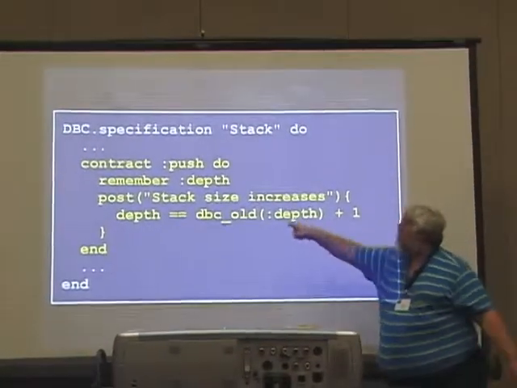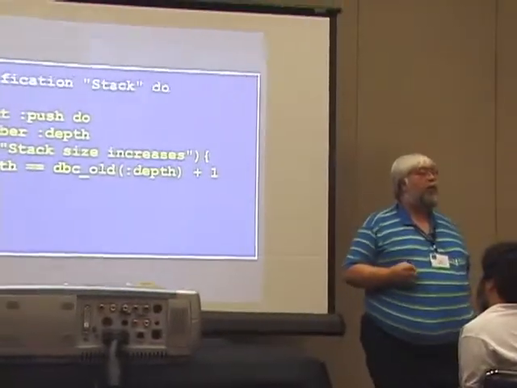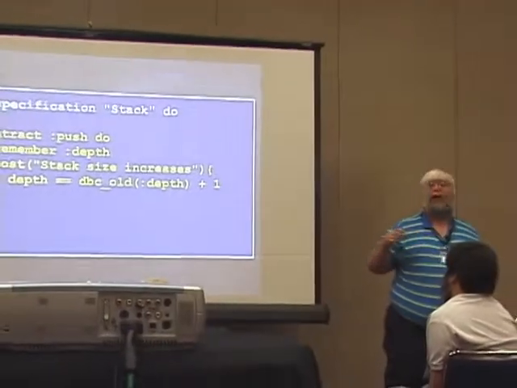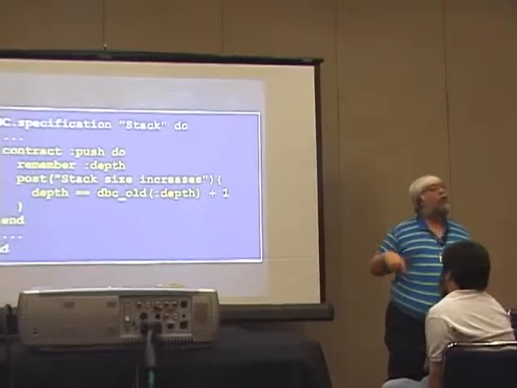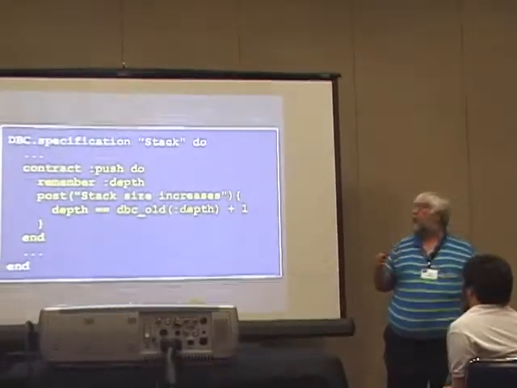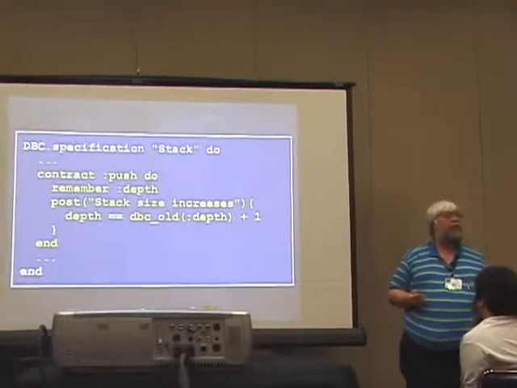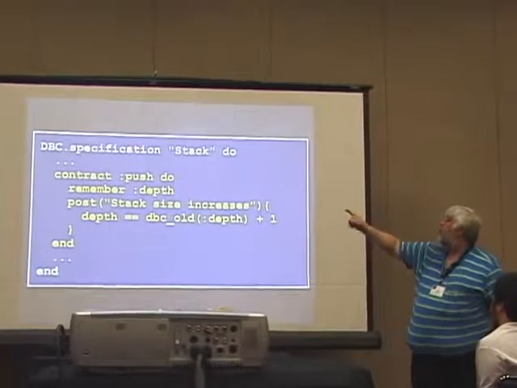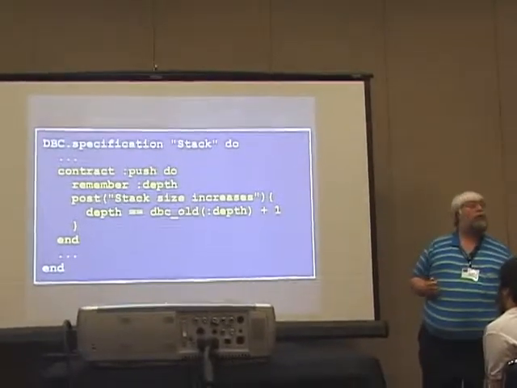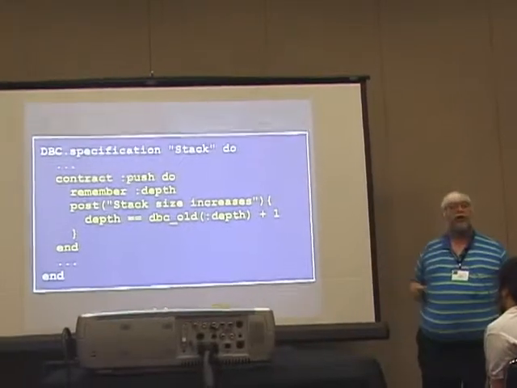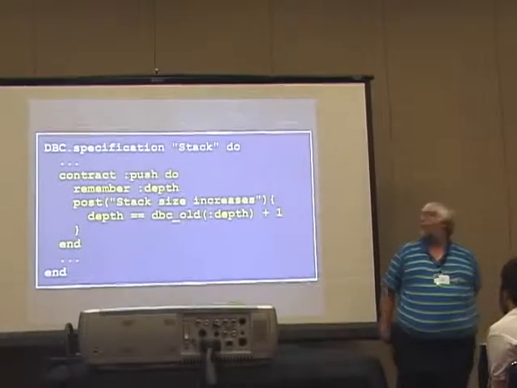Depth is equal to DBC old. DBC old is a framework method that goes and grabs the old value of depth, the value of depth before push was run. So it remembers that, pulls it out, we add 1 to it, and that should be equal to the current value of depth after push is done. Remember depth up there, that line is just a piece of information for the framework, so it knows to store that off and save it for later use. It'd be nice if we could remove that, and that might be a nice enhancement to the framework.